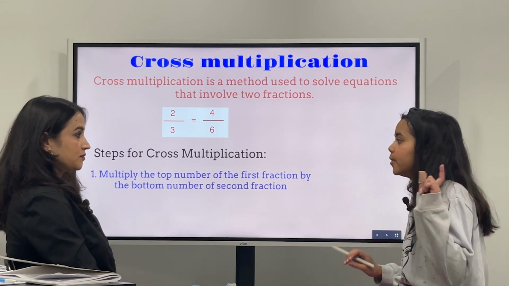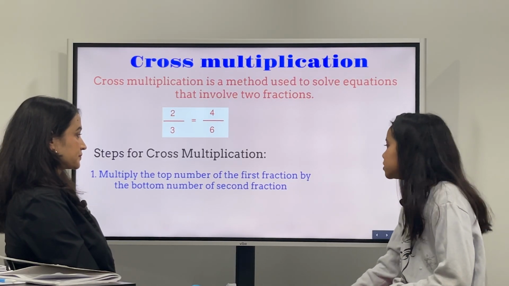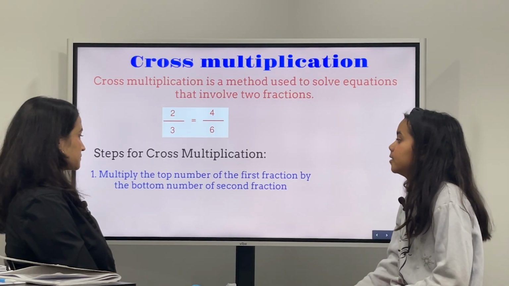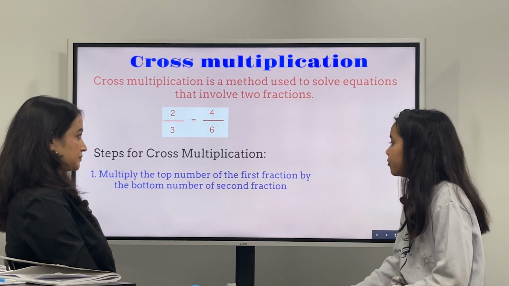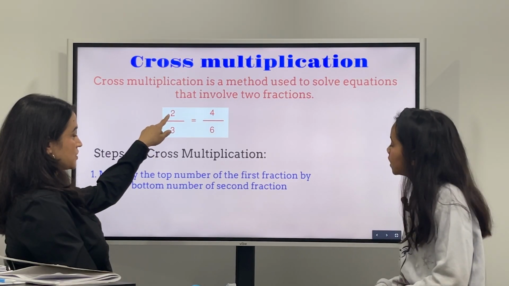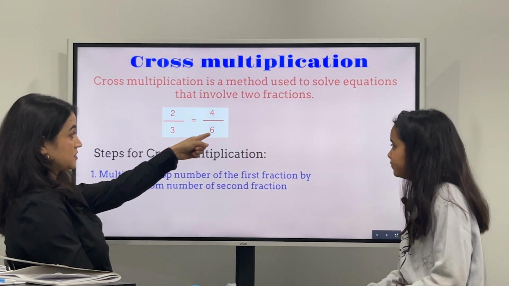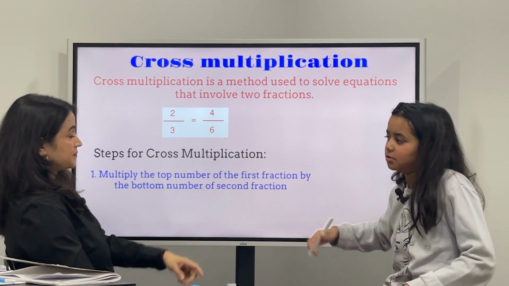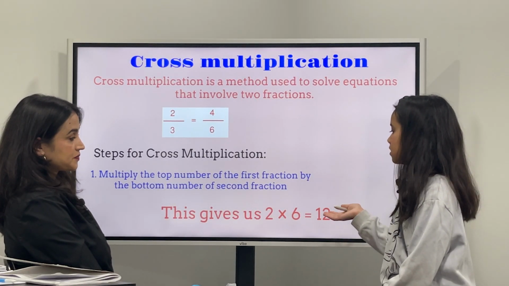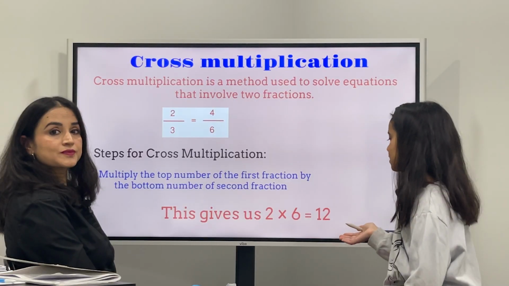So number one. Multiply the top number of the first fraction by the bottom number of the second fraction. For example, this is the first fraction. So this is the first number, 2. Actually, we'll use this example. So 2 by that 6 gives us 2 times 6 equals 12.